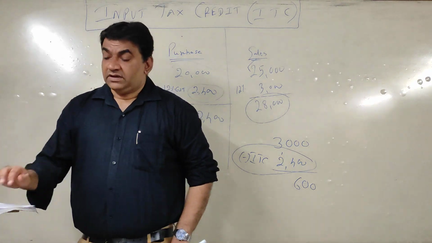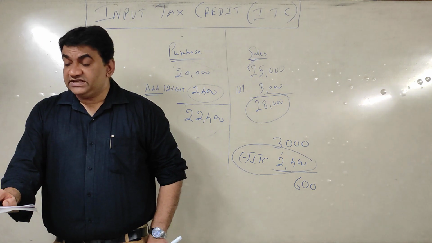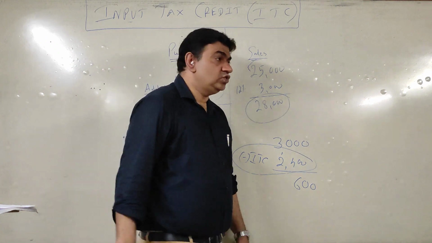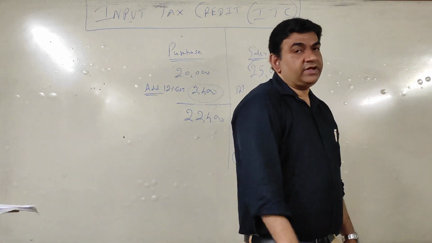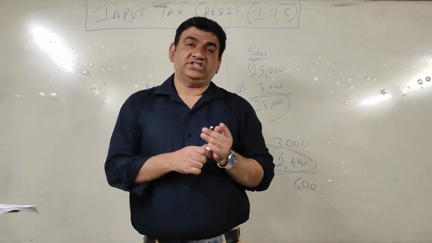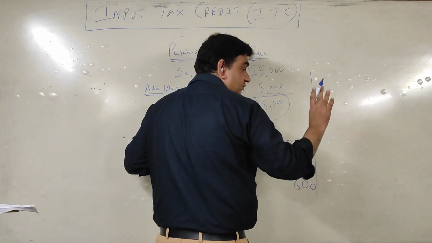Next, fourth, ITC not admissible if depreciation claimed on tax component. Now sometimes you buy assets, correct? Now when you buy assets, there is also GST. Now just take an example. You are buying an air conditioner for business purpose.